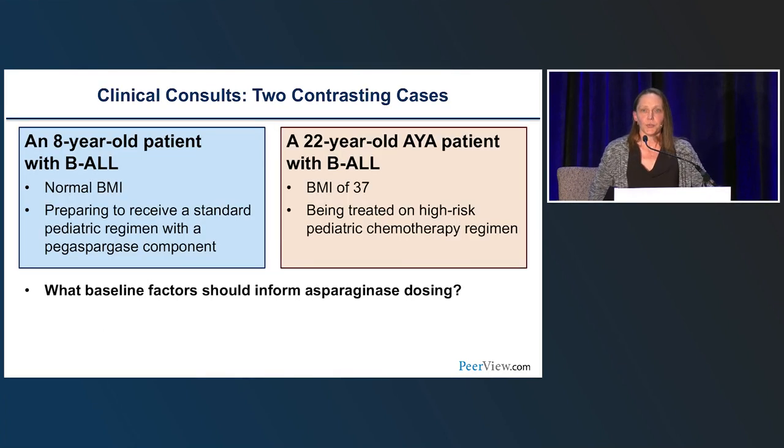So I'm going to start with just two cases, ones that we commonly encounter in our clinics. Let's say we've got an 8-year-old boy recently diagnosed with ALL. He's of normal body habitus, and he's preparing to start his standard B-ALL treatment regimen. On the other hand, we've got in the next clinic room our 22-year-old AYA patient. His BMI is 37. You're going to treat him with a pediatric-based high-intensity chemotherapy backbone. So I'll turn it over to Dr. Mason to say, when you think about these two patients, what are the factors that come to mind as you think about giving them asparaginase?